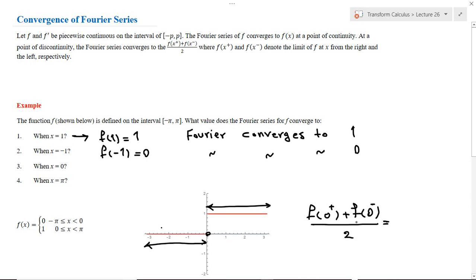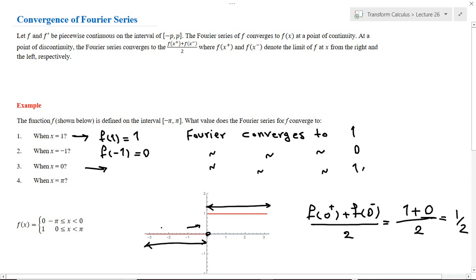f(0+) is the right limit of the function at x equal to 0. If I approach the function from the right, f(0+) is going to be 1. And f(0-), if I approach 0 from the left, is equal to 0, all divided by 2. As a result, it's 1/2. So it means that when x is equal to 0, the Fourier series converges to 1/2.